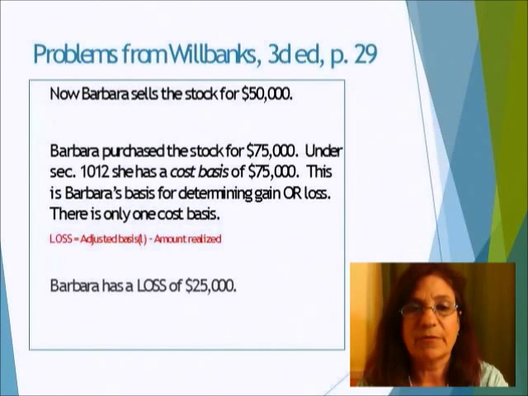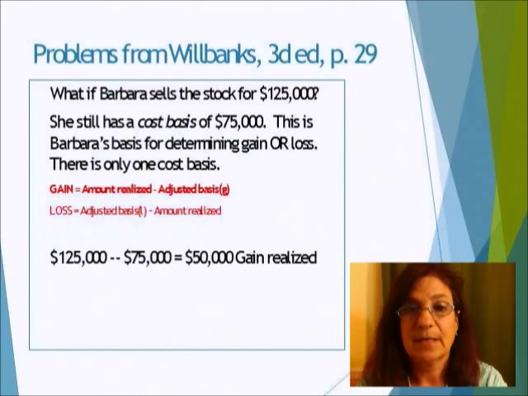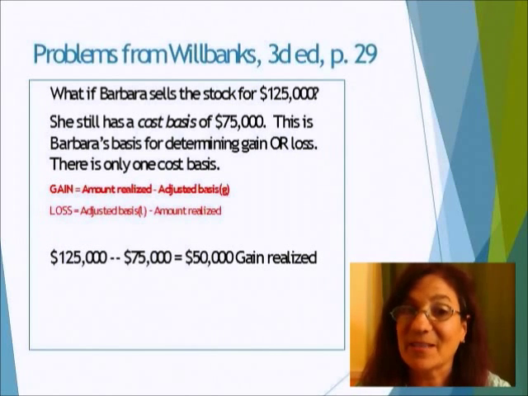She sells the stock for $50,000. Well, she purchased it for $75,000. That's the basis for determining gain or loss, and so in this case she has a loss of $25,000. Now, what if Barbara sells the stock for $125,000? Well, she still has a cost basis of $75,000. That's a cost basis, so there's only one number for determining gain or loss. And so our formula, amount realized minus adjusted basis, gives us a gain of $50,000.